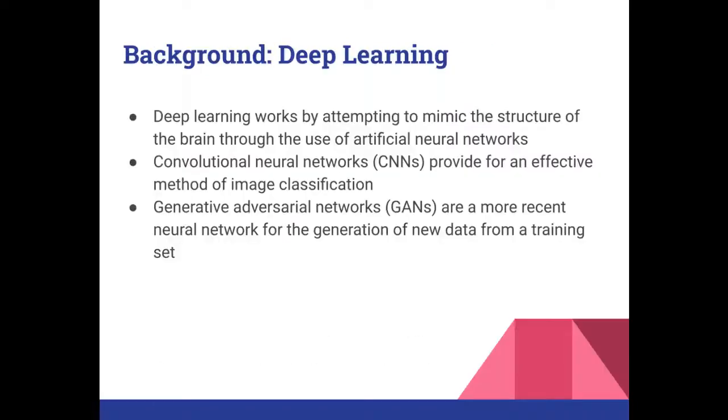Some background on deep learning. Deep learning works by attempting to mimic the structure of the brain through the use of artificial neural networks. Convolutional neural networks provide for an effective method of image classification, and generative adversarial networks are a more recent type of neural network for the generation of new data from a training set.